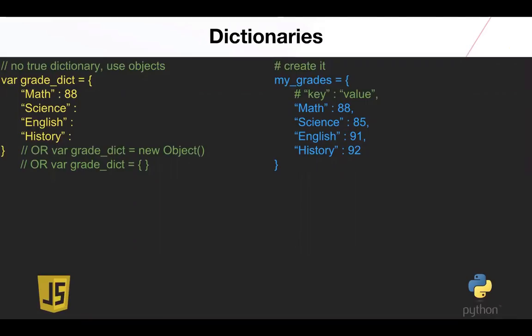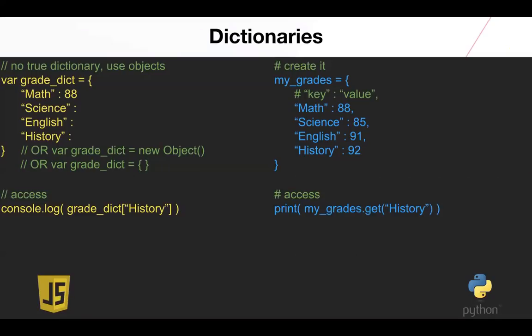So they look very, very similar to objects that you would have seen in JavaScript. You will sometimes see people use JavaScript objects in a dictionary-like manner. So here on the right, we have a dictionary of grades where the key is the name of the class or the subject, and the value is the grade in that particular subject. We can access values using the get function and entering the key as a parameter.